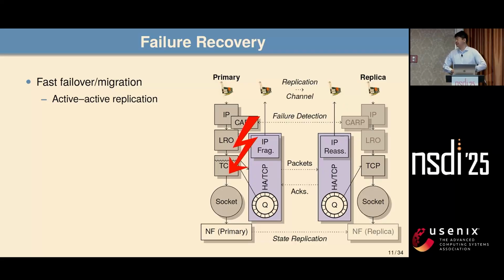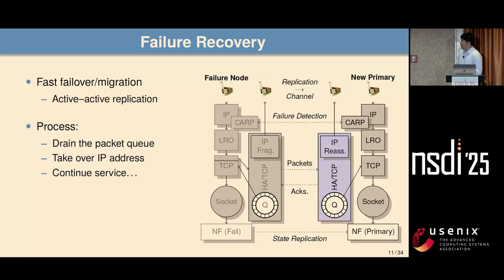When failure happens, HATCP allows the replica to take over the primary seamlessly. This is because HATCP uses active-active replication, so the state in the primary and replica is always in sync. During this process, the replica only needs to drain the packet queue if there's any left over and take over the IP address. Afterwards, it can just continue the service.